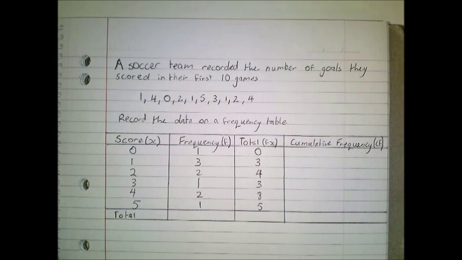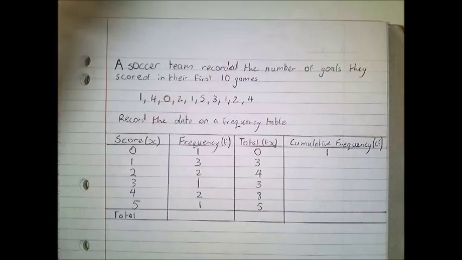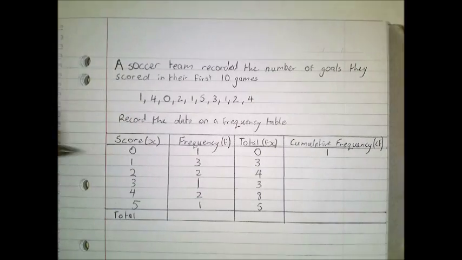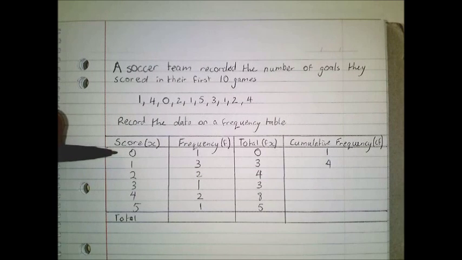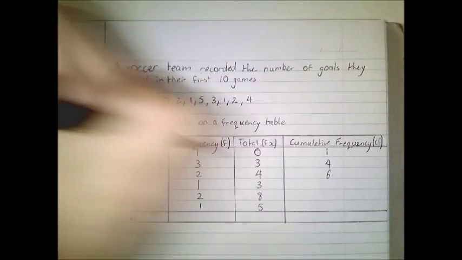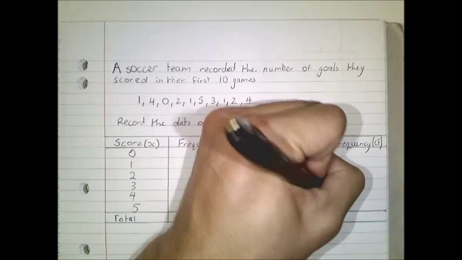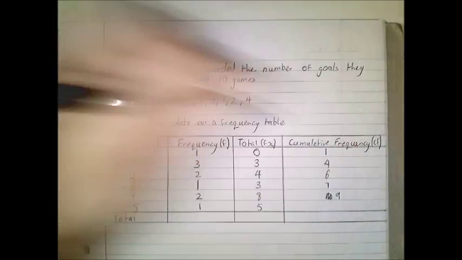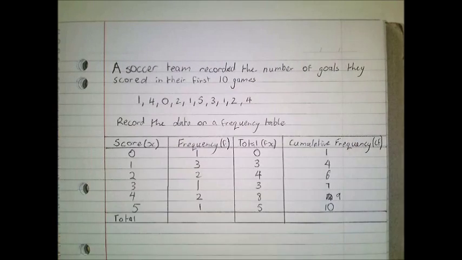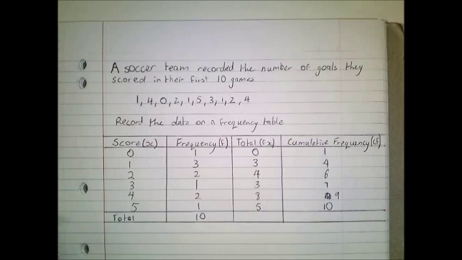And now the cumulative frequency is based on adding the frequency as we go along. The frequency starts off as 1. Score 1 contributes 3 times, so the total frequency from this point onward is now 4. We add on 2, 1, 2, 2, and 1. Now the total frequency should be equal to 10, as they played 10 games and recorded their first 10 games.